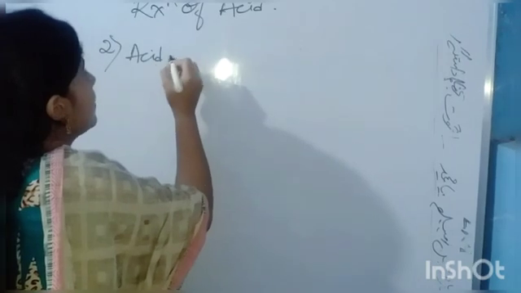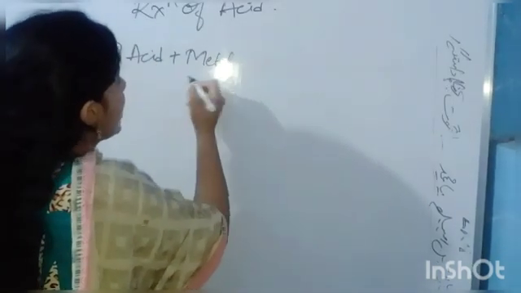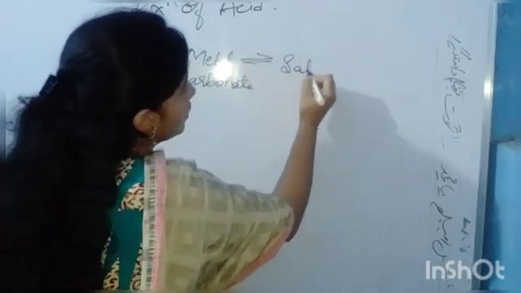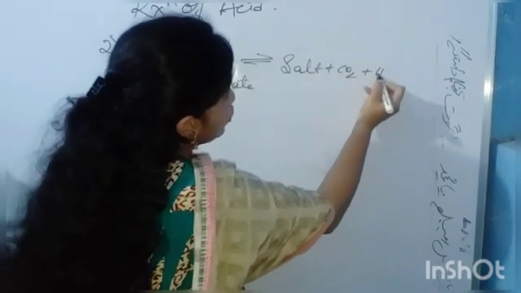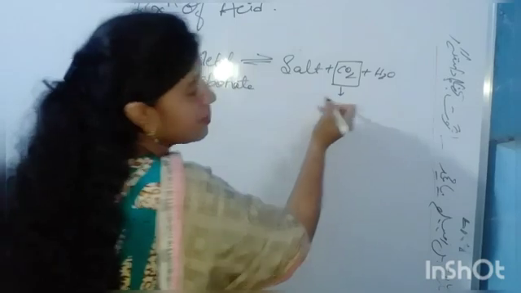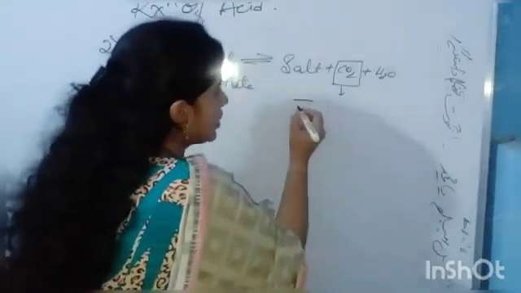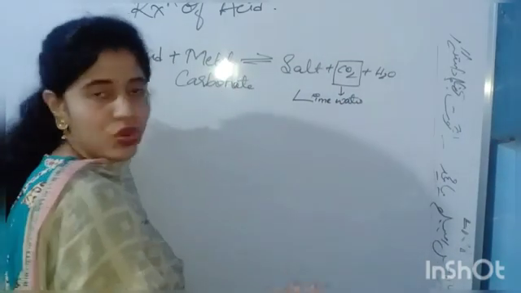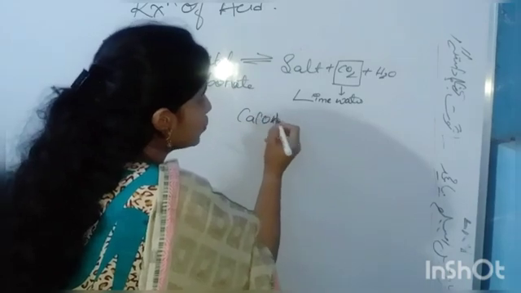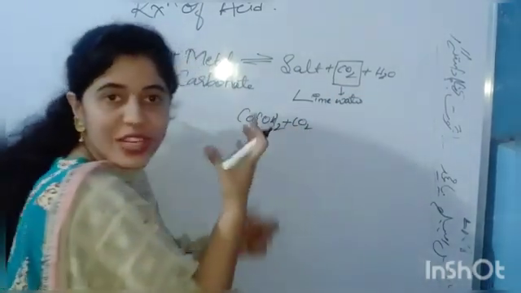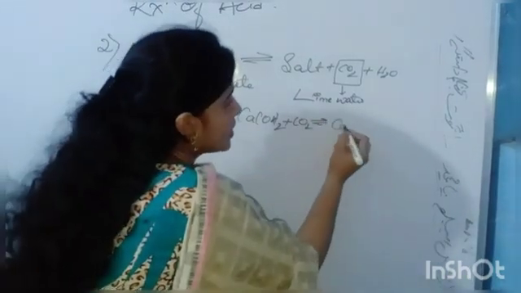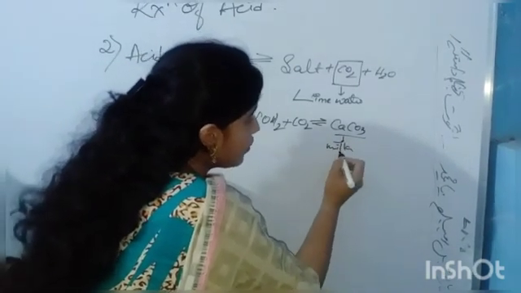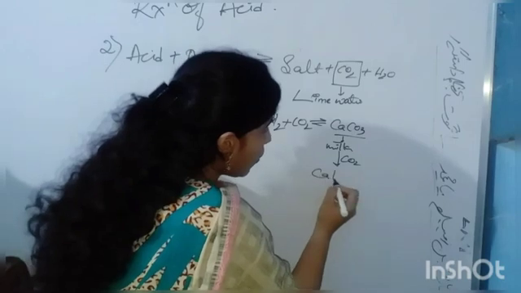Acid plus metal carbonate is going to form salt, CO2 and H2O. This CO2 can be detected by the lime water test. Lime water is nothing but Ca(OH)2. If you pass this carbon dioxide, what is produced in the reaction is going to form CaCO3. This gives a milky color.